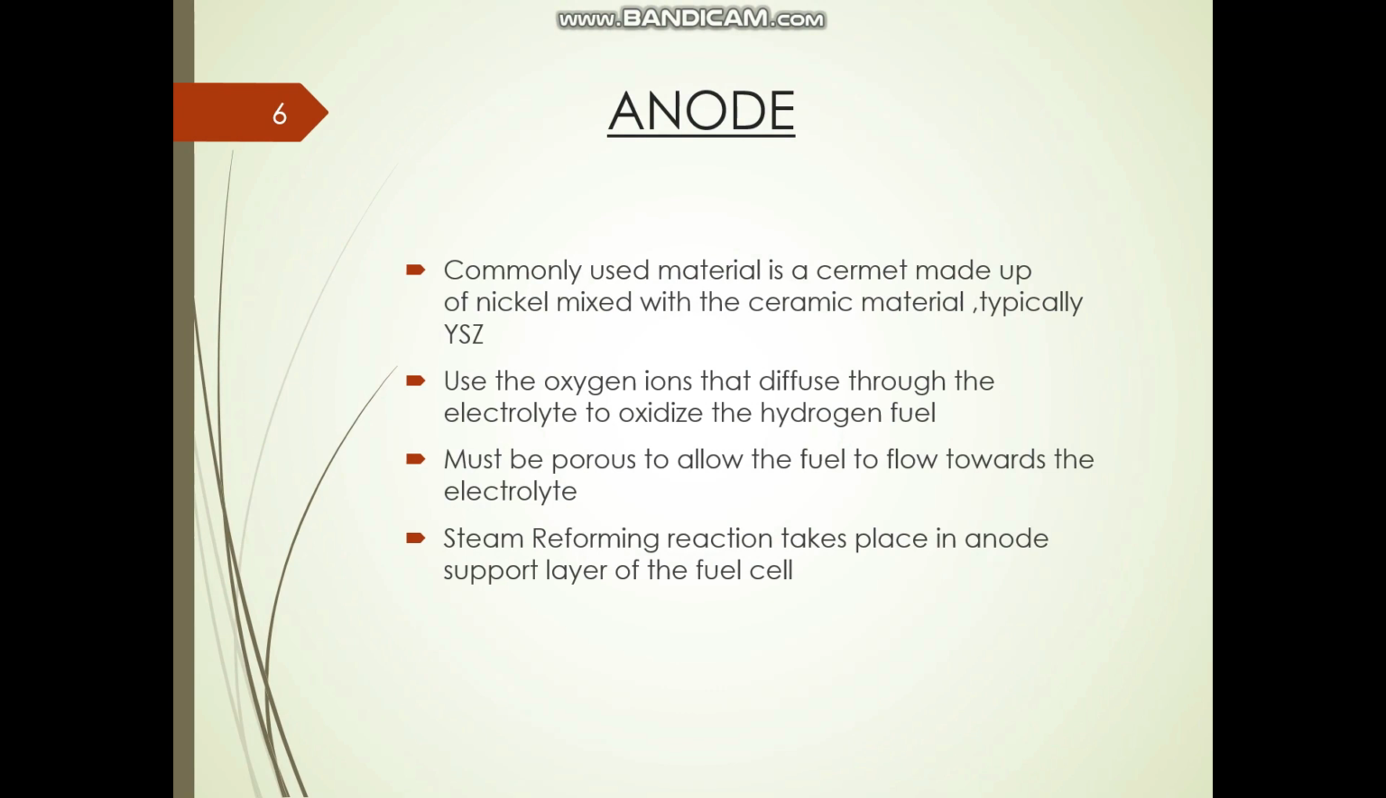Talking about the anode, the commonly used material is nickel yttria stabilized zirconia cermet. At the anode, diffused oxygen ions from the electrolyte are used to oxidize hydrogen fuel. A basic property associated with the anode is that it should be porous so that fuel can easily be transmitted to the anode electrolyte interface. Generally, the steam reforming reaction takes place in the anode support layer of fuel cells and will be discussed later in this video.